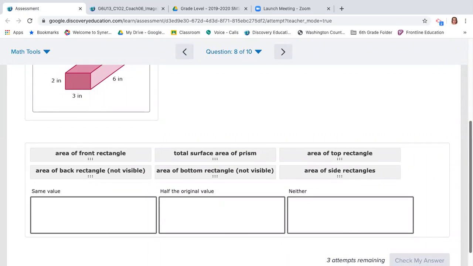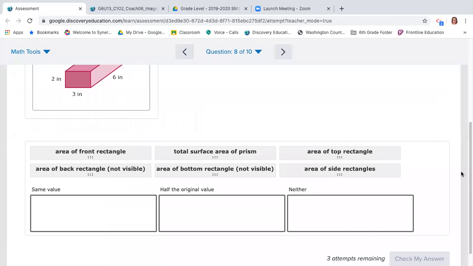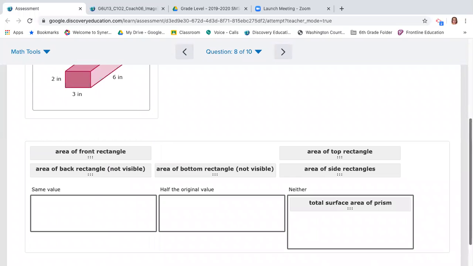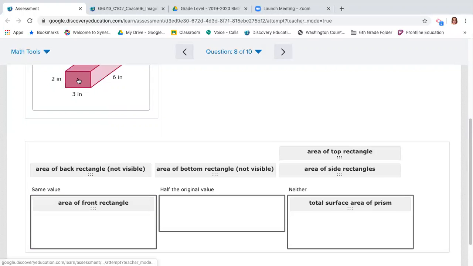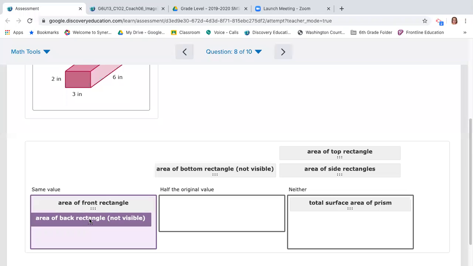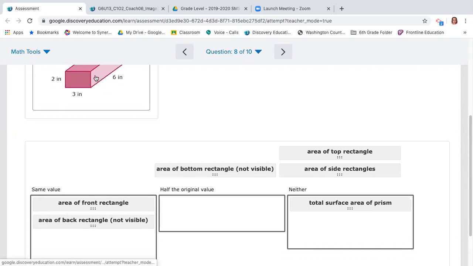Okay, so we should know that the total surface area, neither, that is the one that is neither, meaning it's going to change completely, okay? The same value we have as the area of the front rectangle. So that front is not going to change at all because it's not being halved, okay? We also know that then the area of the back rectangle, which we can't see, will not change at all either. But we do know that the area of the bottom rectangle, okay, what it's sitting on, that will change.